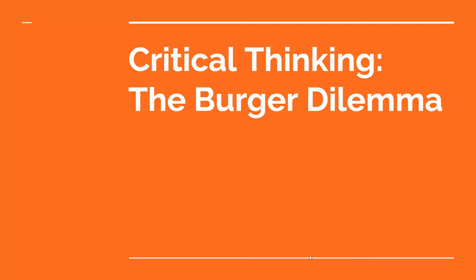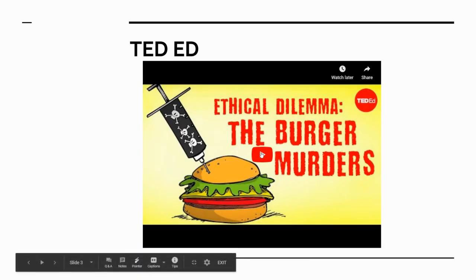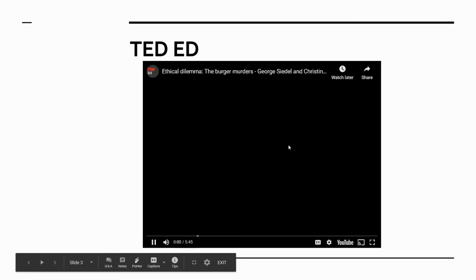And this one is called the burger dilemma. So we're going to talk about what would you do? This was developed by George Seidel and Christine Lodwick, and it's a TED-Ed. So we're going to go through, and I'm going to pause at specific points since this is an Ed puzzle, and you're going to answer the questions. So let's start with your ethical dilemma.